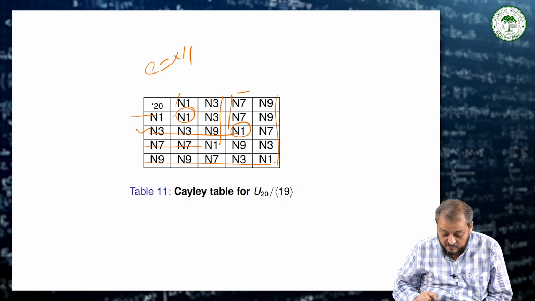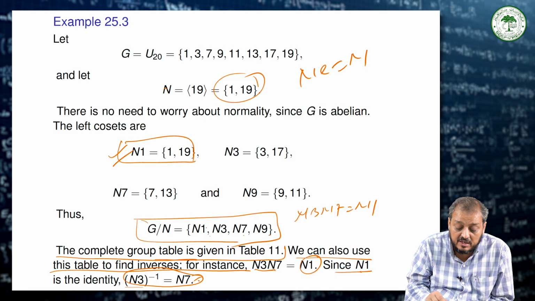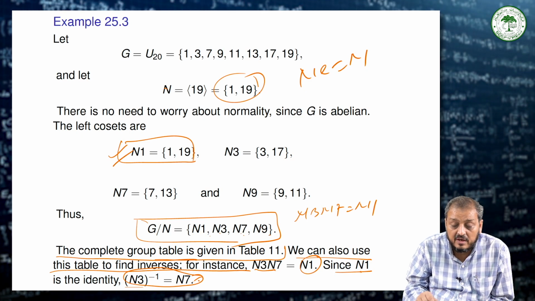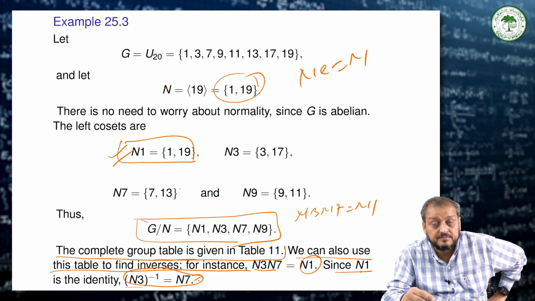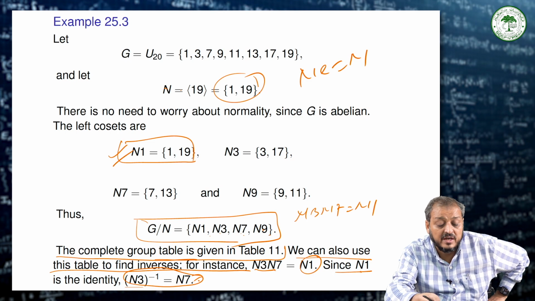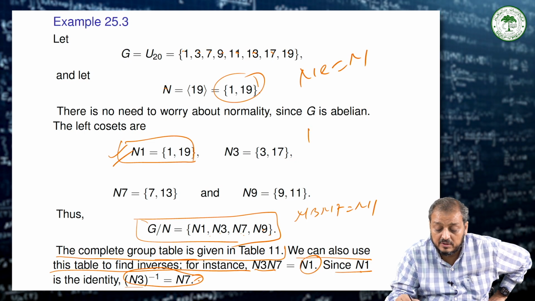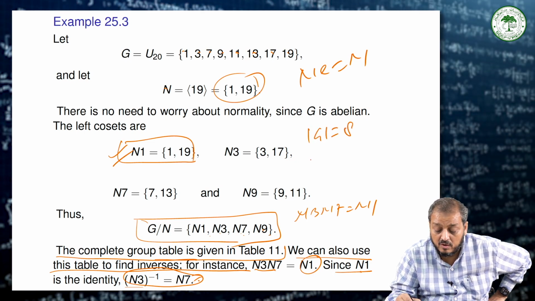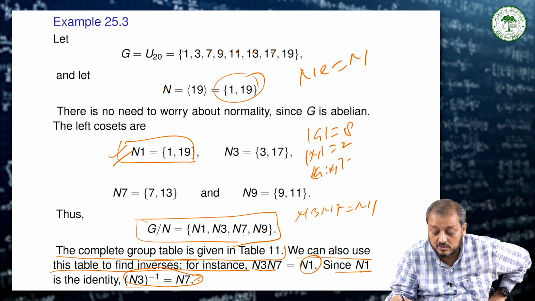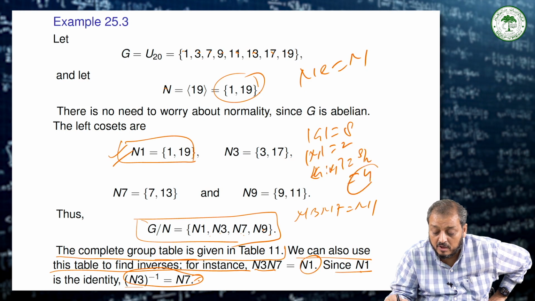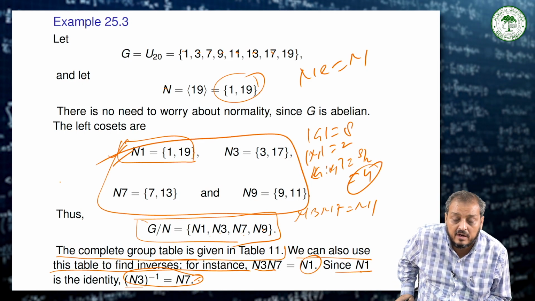So the collection G by N is only these elements: N1, N3, N7 and N9, because it is the collection of all the right or left cosets. Now you check how many cosets there are. The order of G is equal to 8, the order of N is equal to 2, so the index is 8 by 2, which is equal to 4. So there are 4 different cosets, left or right.